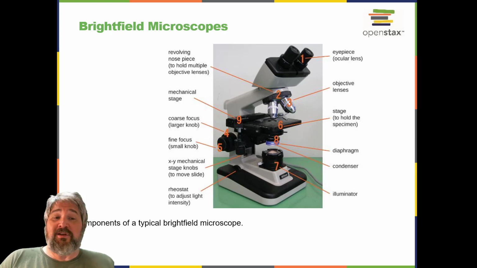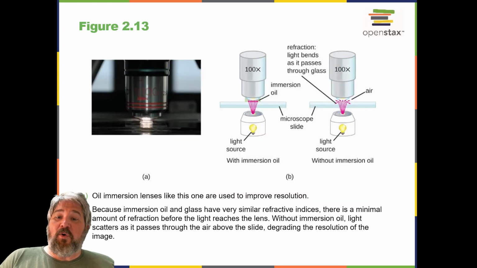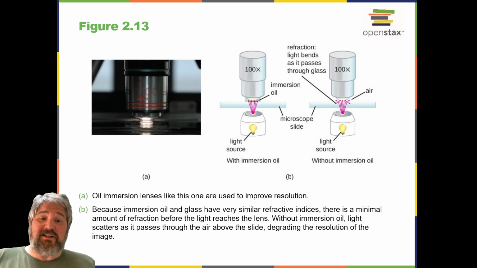To solve this problem, a drop of oil can be used to fill the space between the specimen and an oil immersion lens, a special lens designed to be used with immersion oils. Since the oil has a refractive index very similar to that of glass, it increases the maximal angle at which light leaving a specimen can strike the lens. This increases the light collected and thus the resolution of the image. A variety of oils can be used for different types of light.